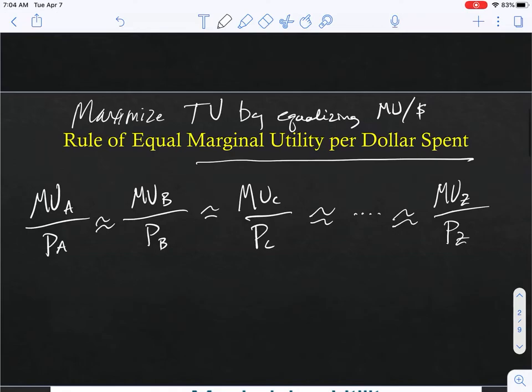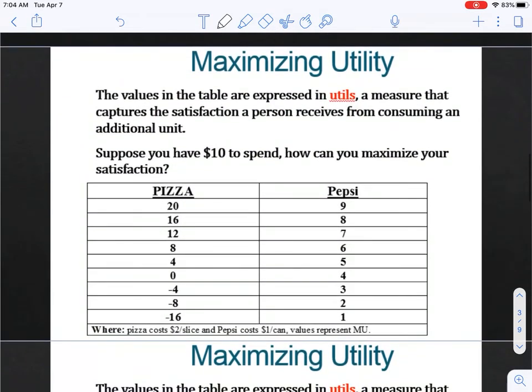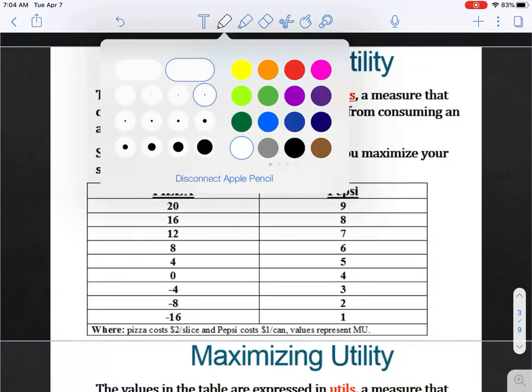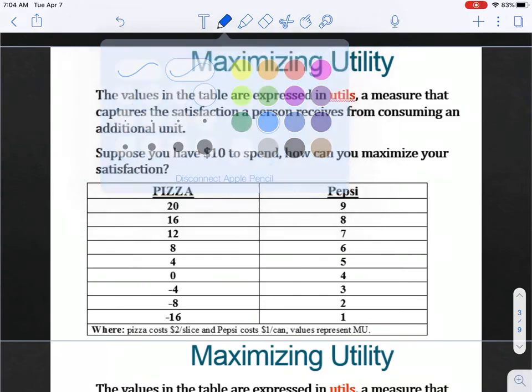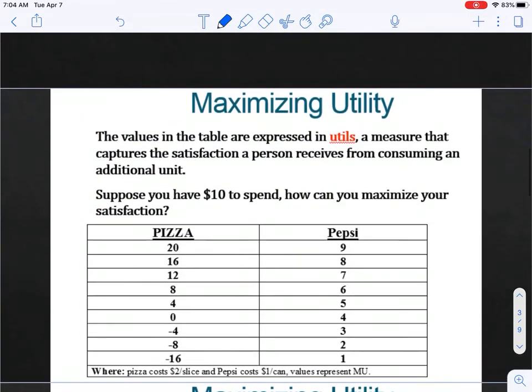So let's look at an actual concrete example to illustrate this. I'm going to pick a different color here. Let's start with blue. So let's pick a brighter color. This bright blue. So here's a table. This gives you marginal utility numbers for someone for both pizza, that's over here in the left column, and Pepsi in the right column. And then what's underneath there are marginal utility numbers, that's utils.